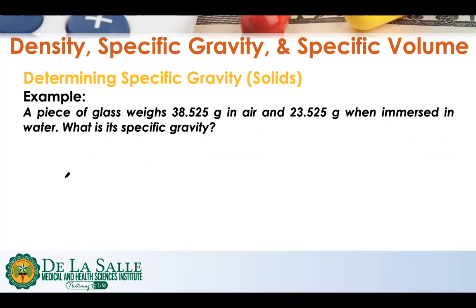For example, if a piece of glass weighs 38.525 grams in air and 23.525 grams when immersed in water, what is its specific gravity? Okay, so let us first illustrate this problem. We have a cylinder containing water, and we put in it a piece of glass. The piece of glass will displace its own volume of water according to Archimedes' principle.